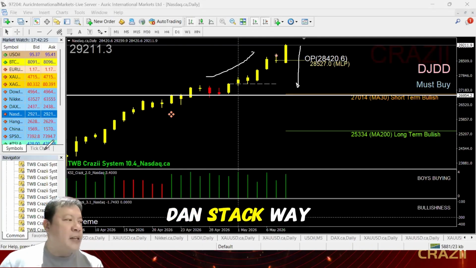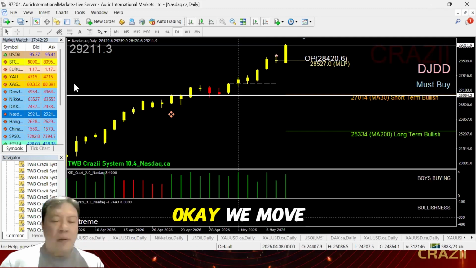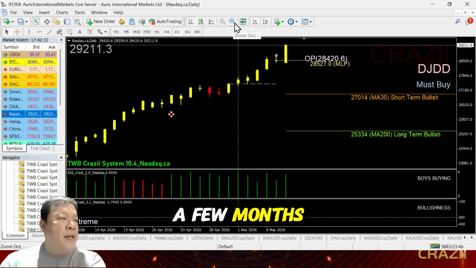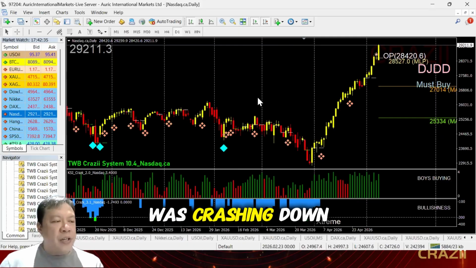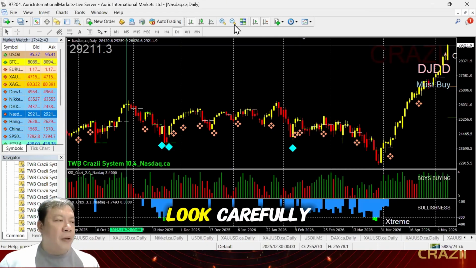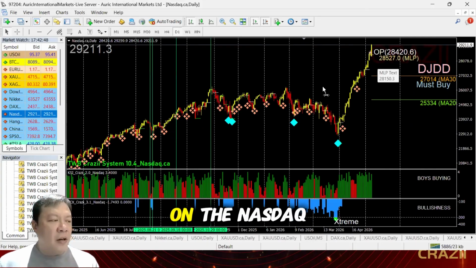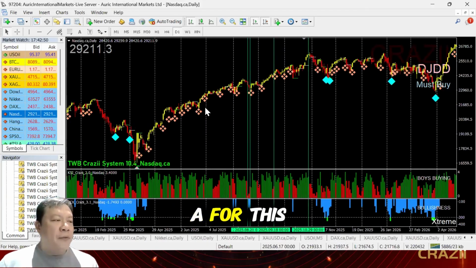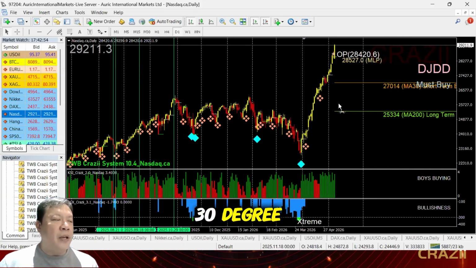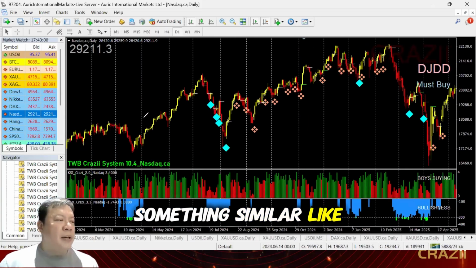And if you look at the Nasdaq way before that, we moved the Nasdaq back a few months ago when the Nasdaq was crashing down. You can see the Nasdaq basically coming all the way down, and all the technicals were being taken out. But if you look carefully, we've never seen such a parabolic move of 45 degrees on the Nasdaq. This is a pure 45. This one is like my 35, 30 degree. So we don't have this before, except here, something similar to this.